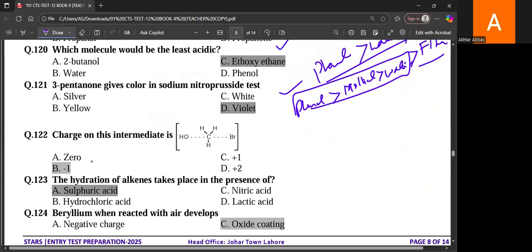Which color is it? This color is violet. Then the charge on this intermediate is. Okay. It's a very important MCQ.